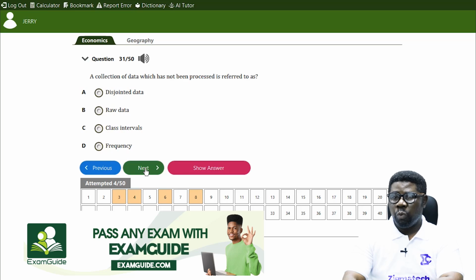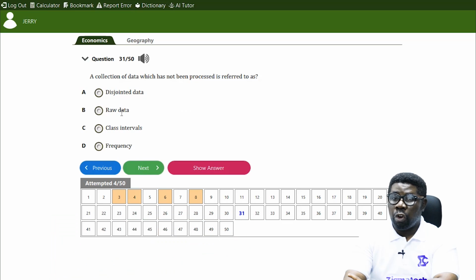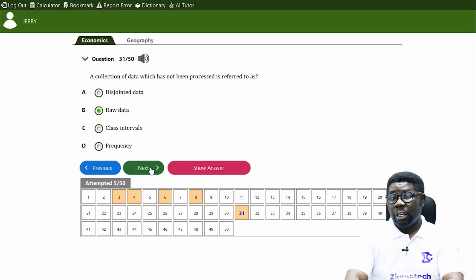So a collection of data which has not been processed is referred to as what? It's referred to as raw data. So yes, that is what we did when we processed it and gave us a frequency distribution table. That will have this raw data, okay?